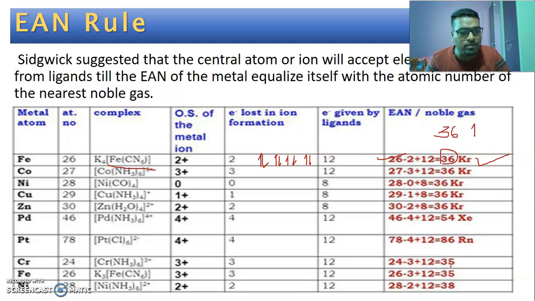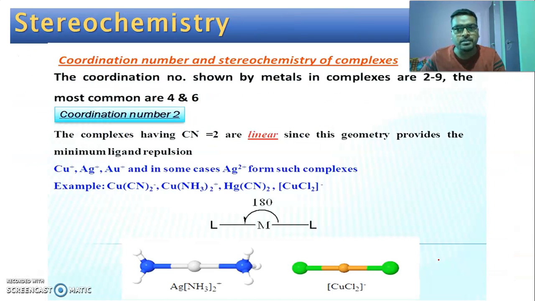And if you take this complex, for example, here EAN is 35. So in this chromium(III) complex, one unpaired electron is present. So that's why it is paramagnetic. Unpaired electrons are still present. That's why it is paramagnetic. Okay. So based on this, if anything obeys the EAN rule, it is diamagnetic. Otherwise, it is paramagnetic in nature.